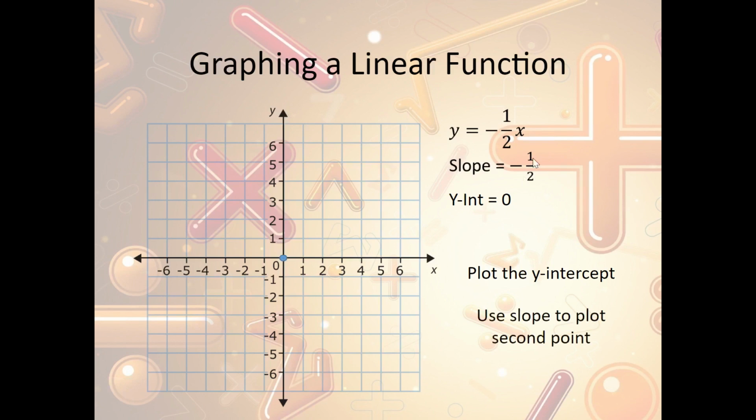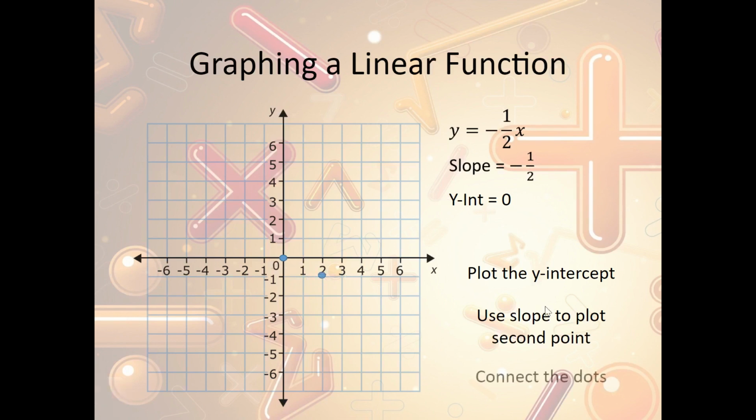Remember, this is change in y over change in x, or you might have heard it in the past as rise over run. We're going to talk about it as change in y over change in x. So my change in y is -1. So I go down 1. And my change in x is 2, so I'm going to go to the right, 1, 2, and plot my point. So now I have my first 2 points.